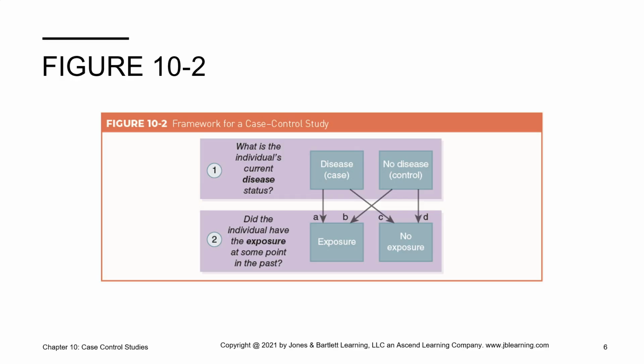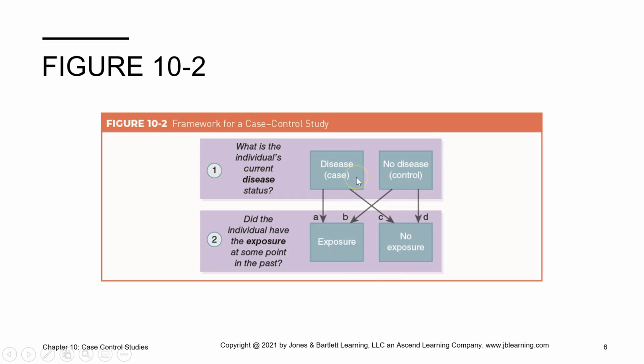Figure 10.2 goes over a framework for a case control study, and it's a really nice setup broken up into two different steps. The first step is to determine the individual's current disease status. You can have individuals who are cases, who have the disease, or controls, who do not. Then step 2 is to look to see if the individual had an exposure at some point in the past. So they can have the exposure or not.